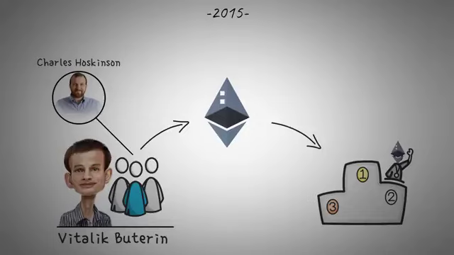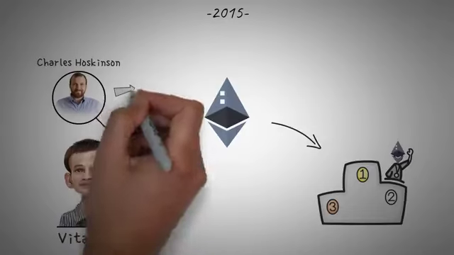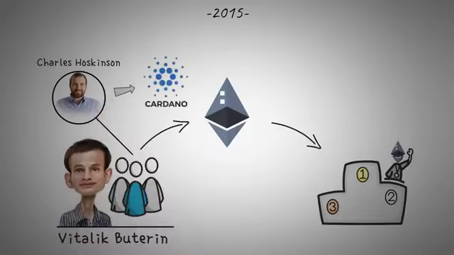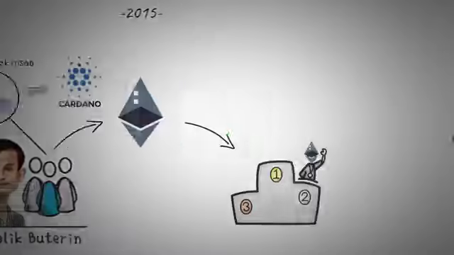Just a couple of short years later, Hoskinson found himself at the center of a brand new project launching, Cardano, named after the Italian mathematician Girolamo Cardano.